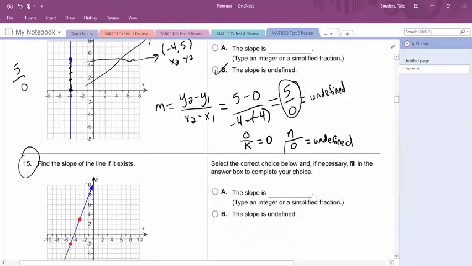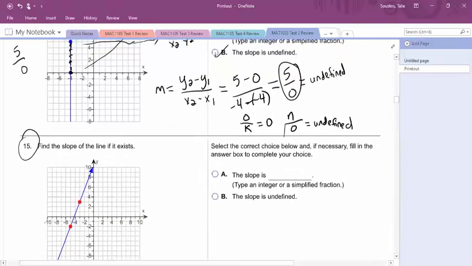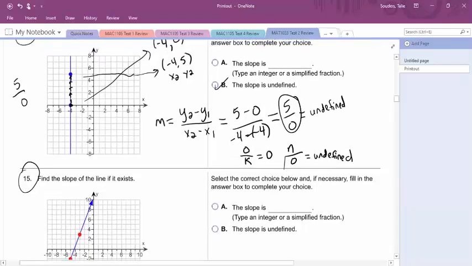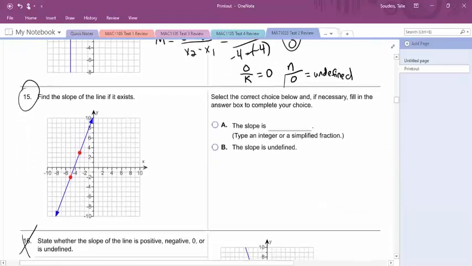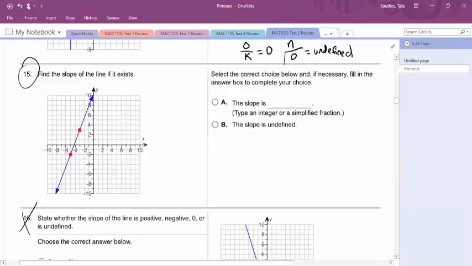So go ahead and try 15 using whatever method you want. It's not a horizontal or vertical line, but you can either just count on the graph or you can identify the 2 ordered pairs and calculate the slope. Or you can do both and confirm that the answers match, right? That always works too.